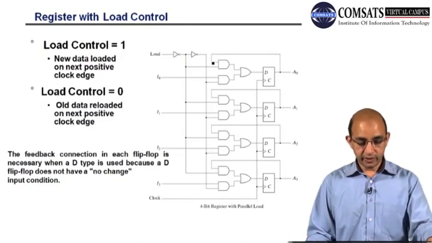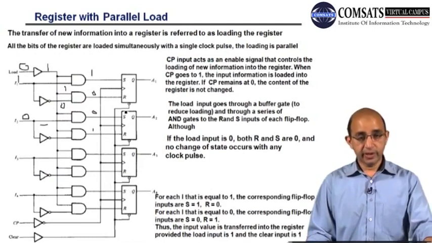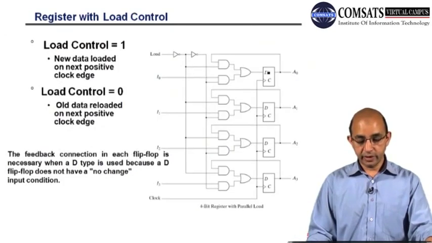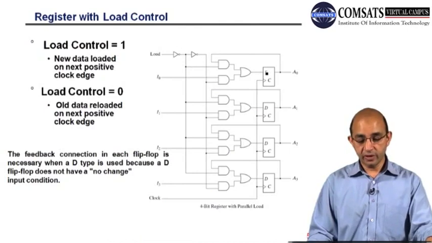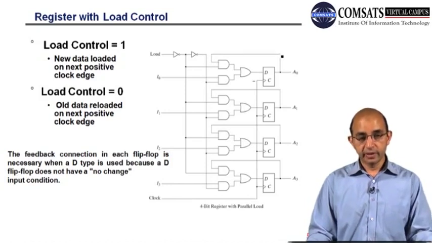The reason for this feedback is that whenever we talk about the SR flip-flop, there is a combination of SR where we have no change. In case of the D flip-flop, we don't have any value of D that gives a no-change condition. So in order to have that condition, we have introduced that feedback. This is the output of the flip-flop, and that is feedback for this AND gate, right?